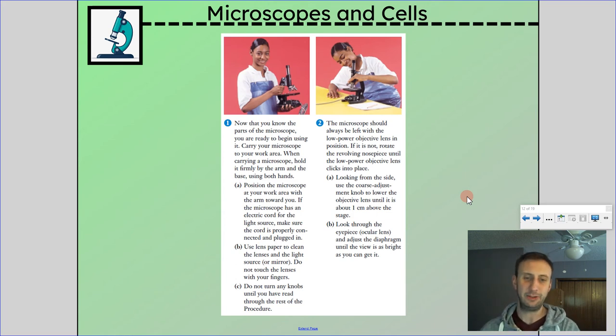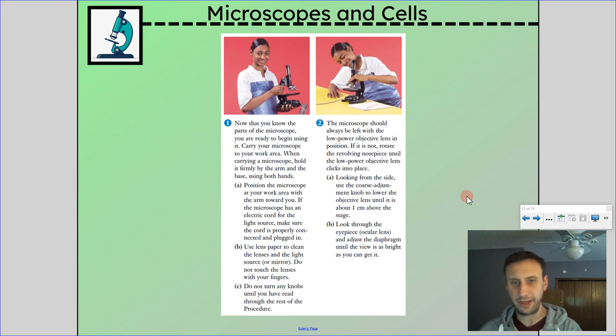I don't know. Use lens paper to clean the lenses and the light source or mirror. Do not touch the lenses with your fingers. The lens paper is kind of like a tissue paper, not like a Kleenex, but it's more coarse. It's a very particular paper. You don't want to use just anything because it could scratch the lenses. Do not turn any knobs until you have read through the rest of the procedure.